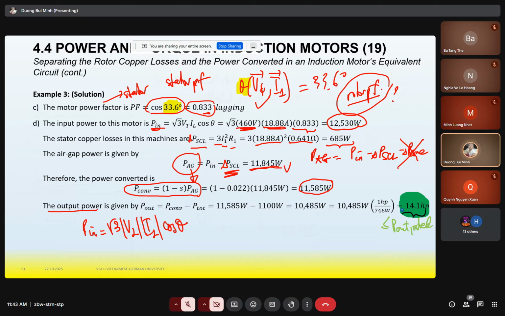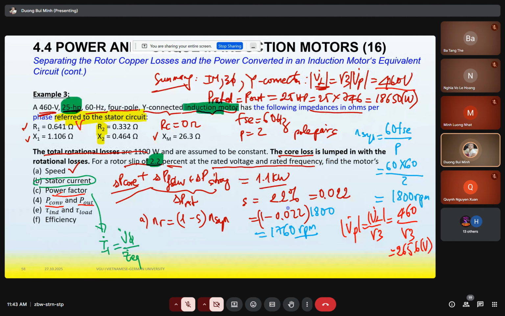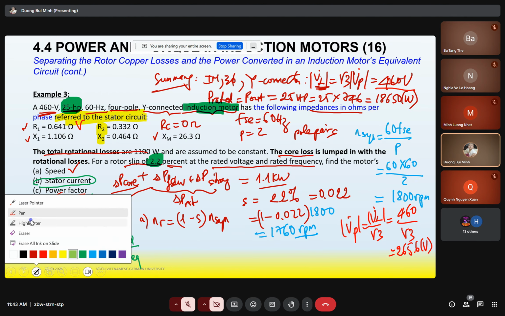But if this one is higher than the output rated power, it will be dangerous because the induction motor will be damaged. But now you can see that's okay, because we operate the induction motor at the non-rated condition.